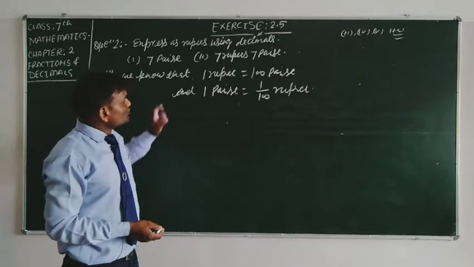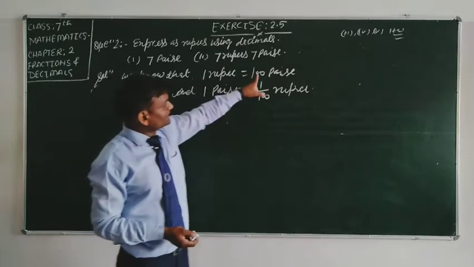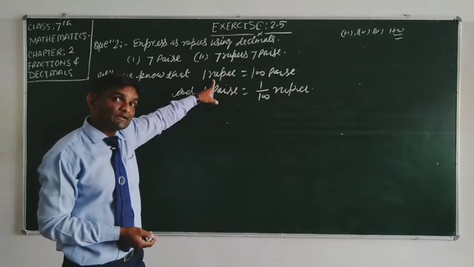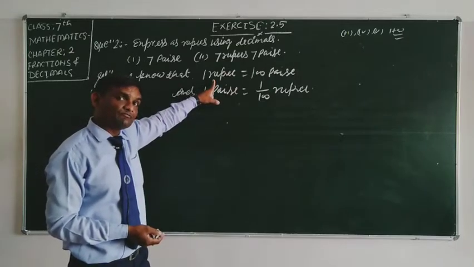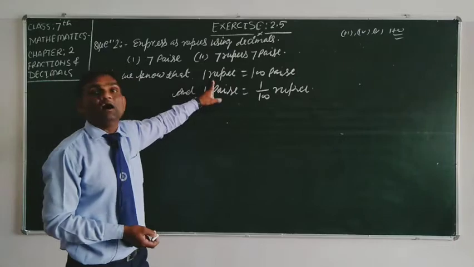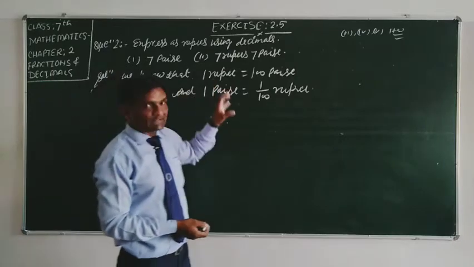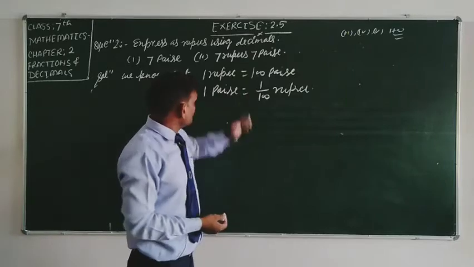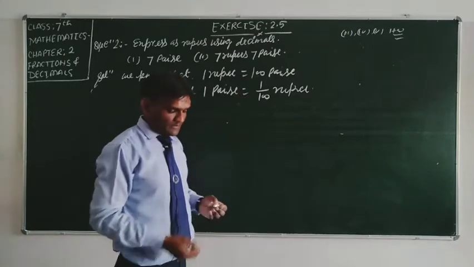And student, if 1 rupee is equal to 100 paise, then 2 rupees is equal to 200 paise, 3 rupees is equal to 300 paise, 4 rupees is equal to 400 paise. How can we convert rupees into paise? Rupees को पैसे में कैसे कन्वर्ट करेंगे?